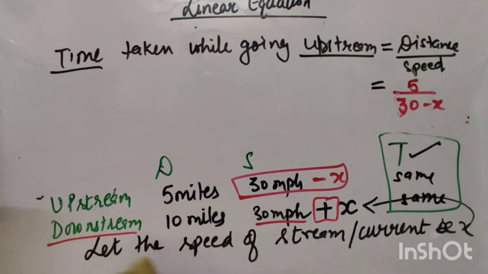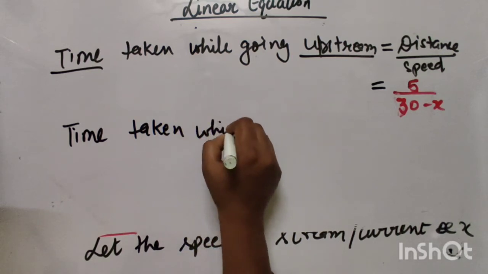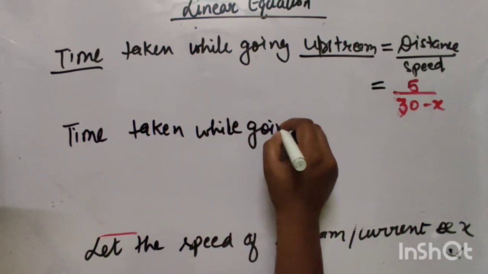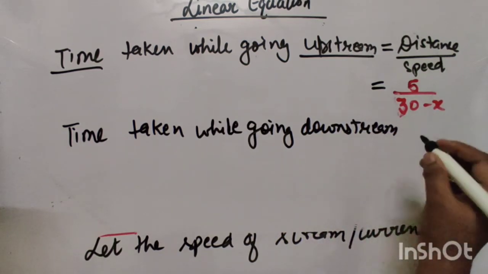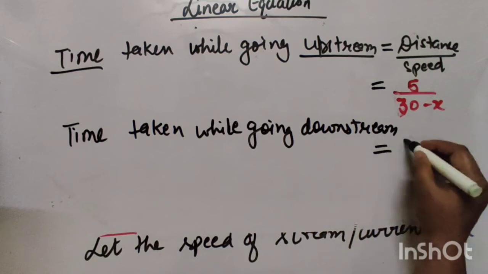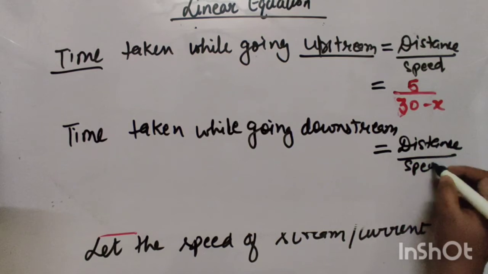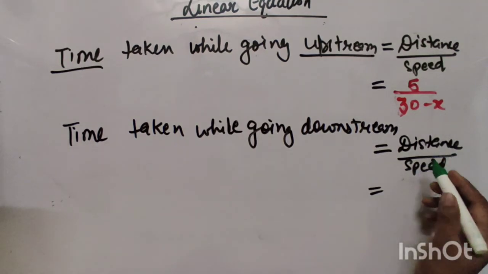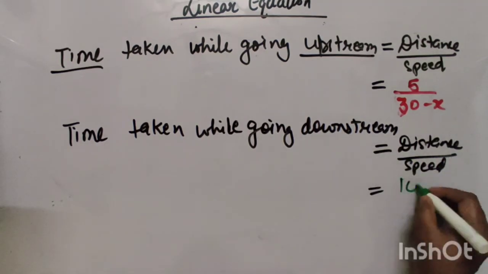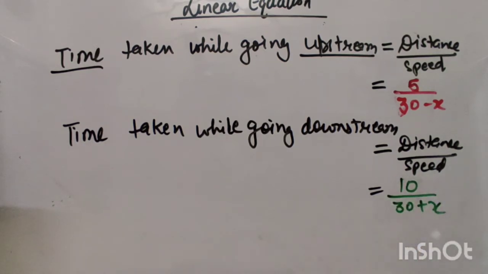Now the same thing, time taken while going downstream. Again we will write the same thing, distance upon speed. And which speed are we going to take? We are going to take the speed of the downstream. So here the distance covered while going downstream was 10 miles and the speed was 30 plus x, right children?